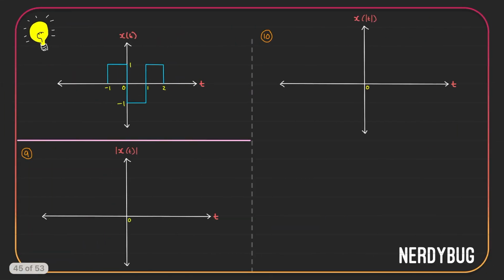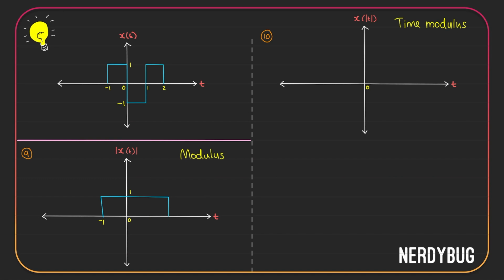How about we plot mod of x of t now? The operation is taking a modulus. Now, when you take a mod of anything, you're basically just taking the magnitude of it and ignoring the sign, which means our signal will now look like this. Next, we have to plot x of mod t. Operation is time modulus. The earlier one was amplitude modulus, now we have time modulus.